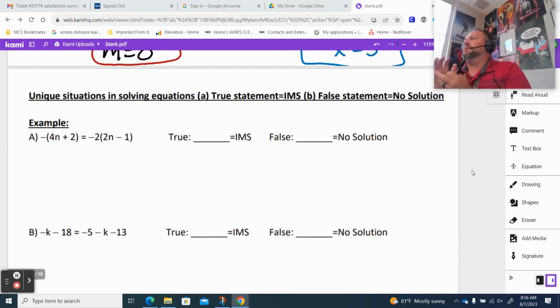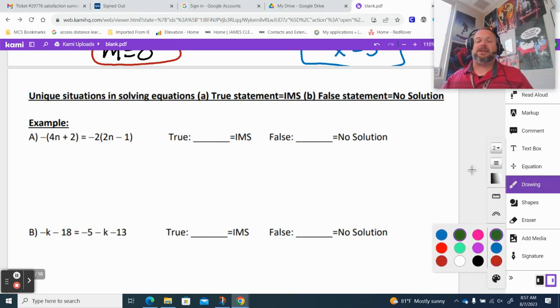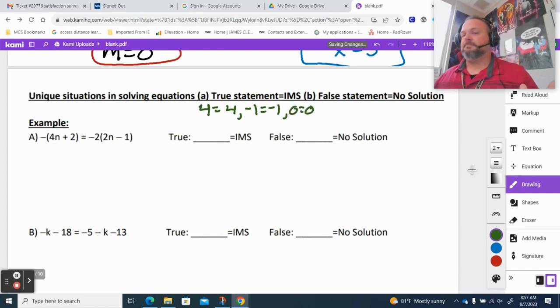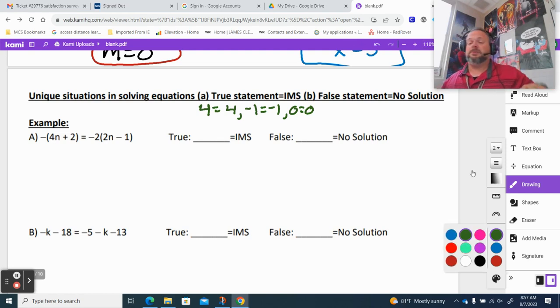Unique situations. Okay. Unique situations. If we get a true statement, it equals infinitely many solutions. A false statement equals no solution. A true statement is something like 4 equals 4, -1 equals -1, 0 equals 0. Those are all true statements. Because 4 does equal 4, right? 0 does equal 0. Side eye does equal side eye.